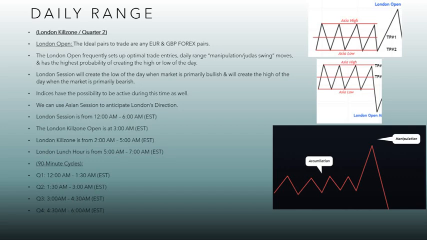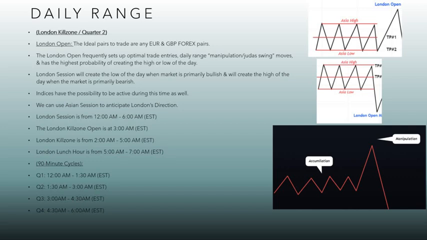Indices have the possibility to be active during this time as well. So indices, like the S&P 500 and NASDAQ, can be active during this time. They have the possibility of having volatility, but it is not the primary action of those index markets to have volatility during this time because the stock market is not open. So you usually want to be waiting for New York AM or New York PM session when trading indices. If you are trading any EU or GBP forex pairs, go for it. This is the session to trade.